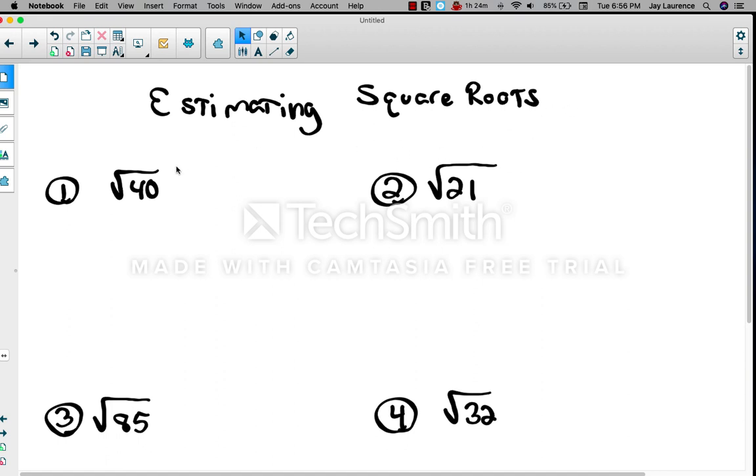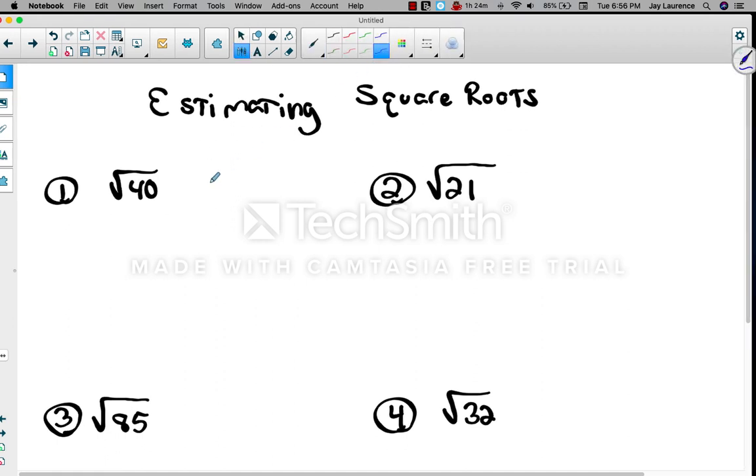I think I'm going to do the square root of 40 for you. I'm going to do that one for you, and then you can pause the video. So I'm going to sandwich square root of 40 between its perfect squares, right? I'm going to write down some perfect squares off to the side here. 1, 4, 9, 16, 25, 36, and 49.